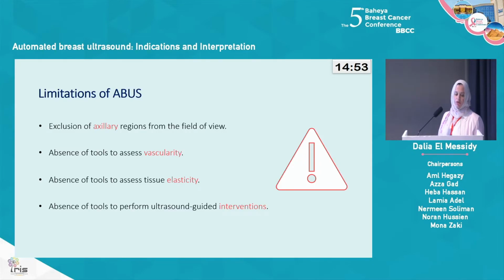The limitations of automated breast ultrasound are exclusion of the axillary region from the field of view. It does not have tools to assess vascularity or elasticity and cannot perform ultrasound-guided interventions.